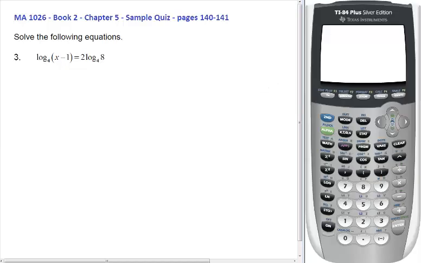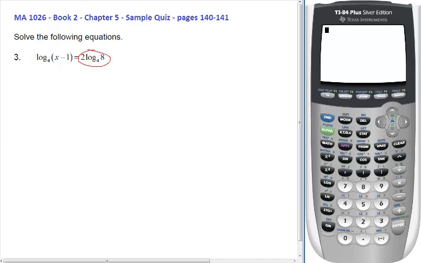Hello students, we're going to look at the solution now to the third long answer, full solution question at the end of chapter 5, part of your sample quiz in book 2 of your MA1026 booklets. And it's asking us to solve this log equation. And you'll notice this time, similar to the first one, it has logarithms on both sides of the equal sign.